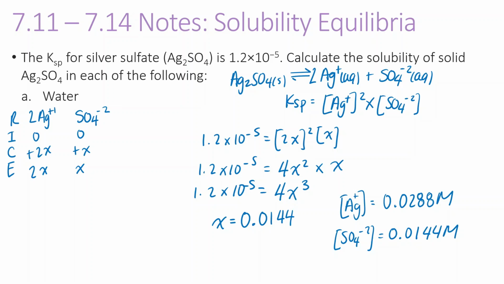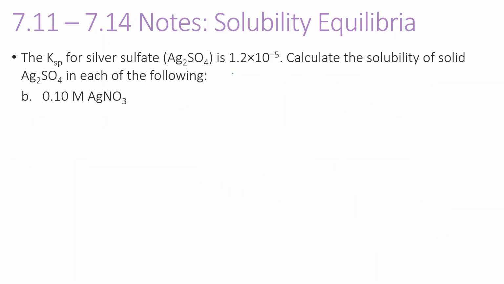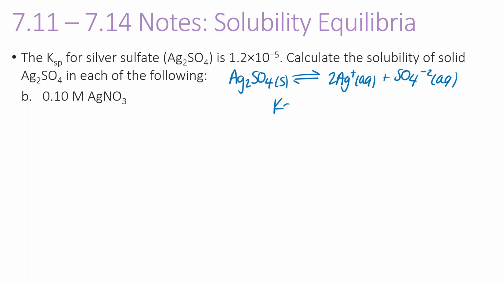So now we want to do a similar calculation. This time we're going to do this in a solution of silver nitrate. So once again, I'm going to write my same reaction here. So silver sulfate solid is going to dissociate to give me 2 silver ions and 1 sulfate ion. And my KSP expression is still the same. It's the concentration of silver squared times the concentration of sulfate.